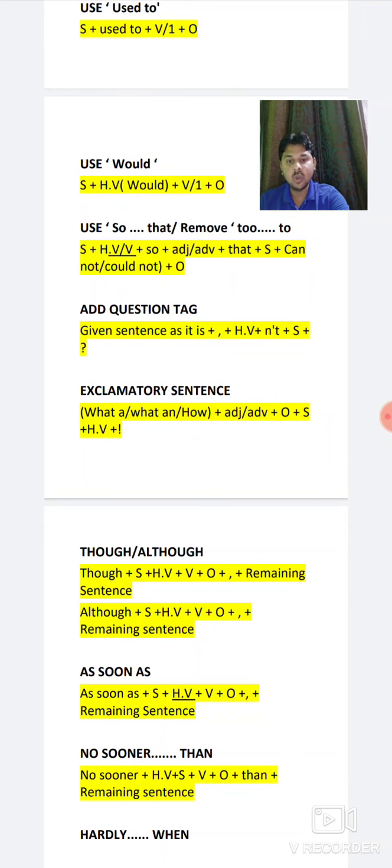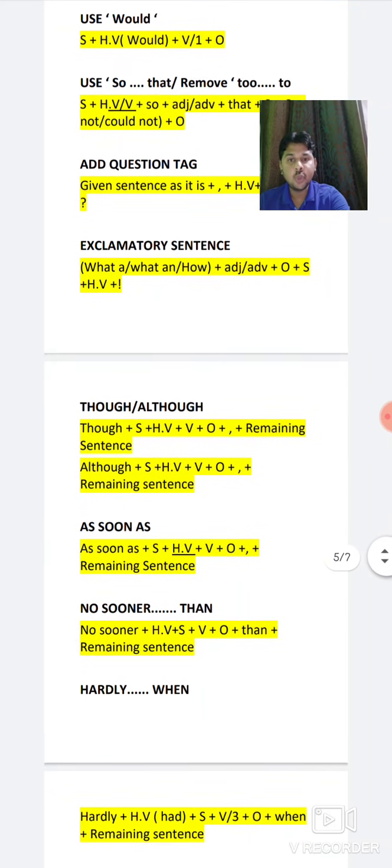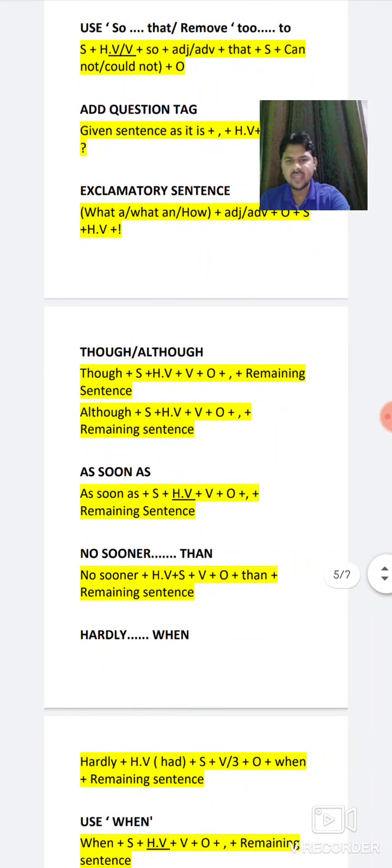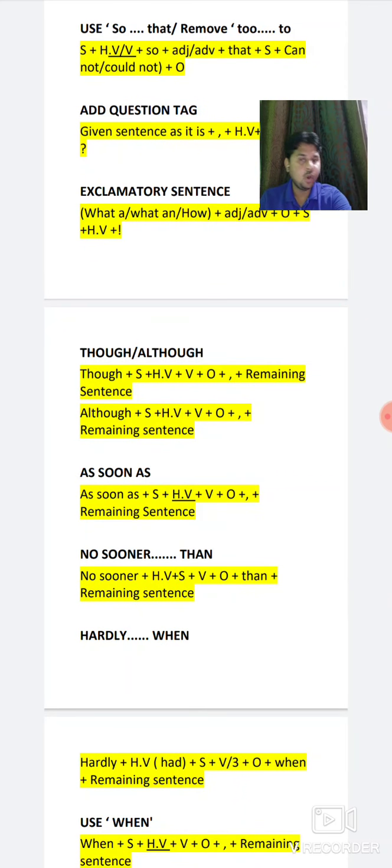Okay, the next topic is what, student? Though and although. One of the easy topics is there. Look at the structure. Sometimes it depends on the instruction, whether to use though or although. According to that we will study both, but use the proper spelling of though and although.